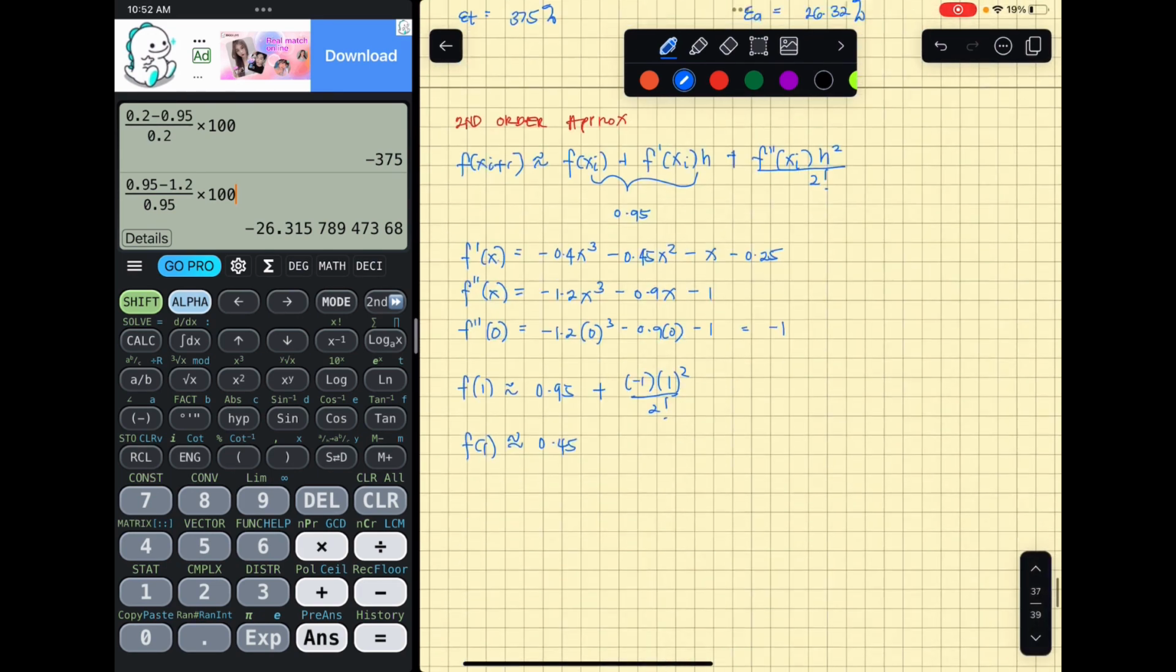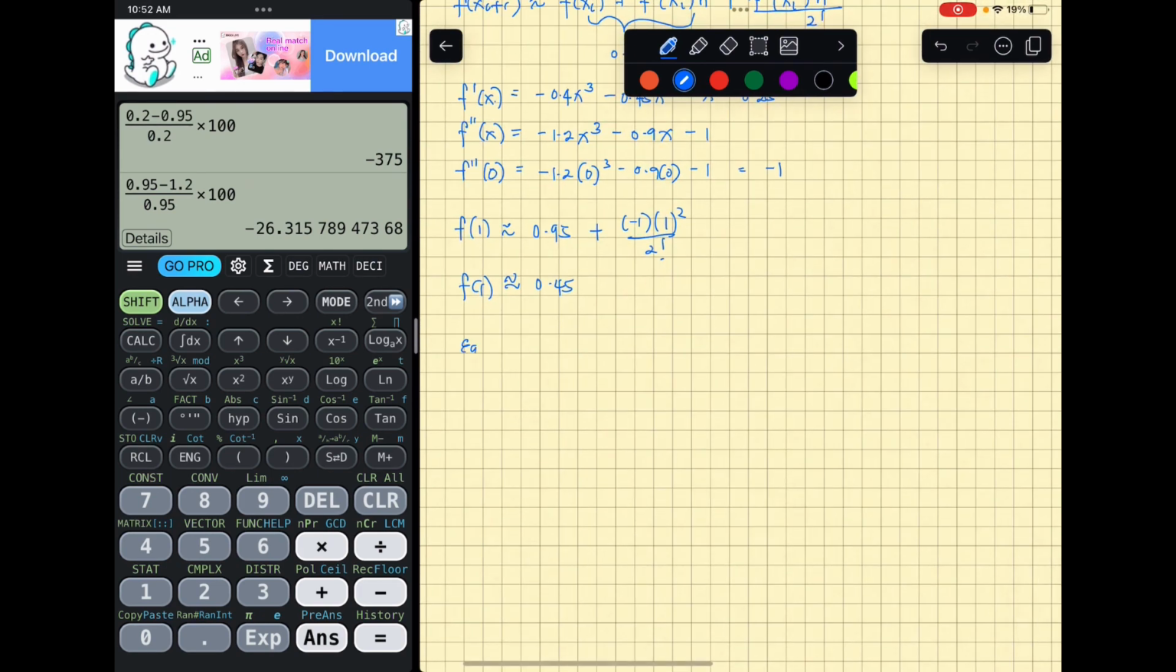So the true value is 0.2. True percent error: 0.2 minus 0.45 over 0.2, times 100. So 0.2 minus 0.45 over 0.2, so we still have 125% error.